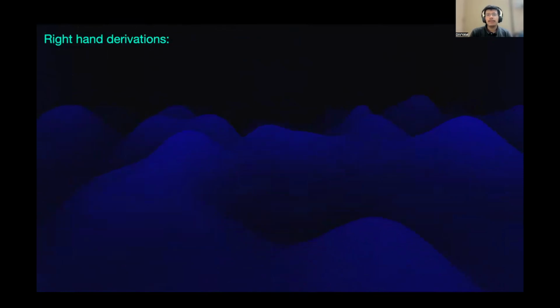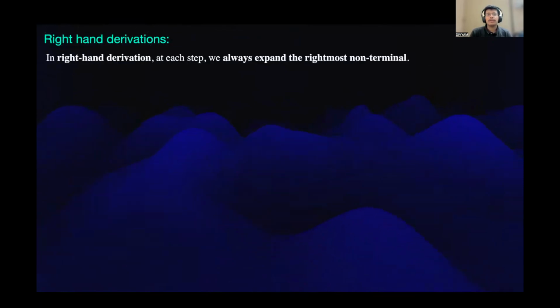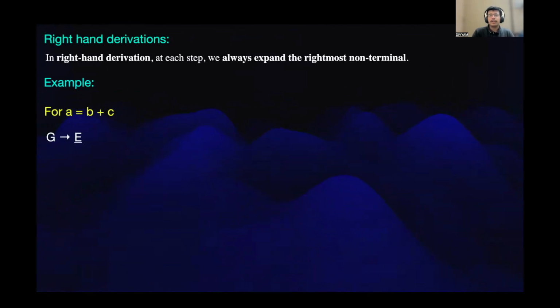Now let us see right-most derivation. In right-most derivations, at each step, we always expand the rightmost non-terminal. Let us again see the same example, a equals b plus c. Here goal gets converted into expression, denoted by E. E gets converted into E plus T.